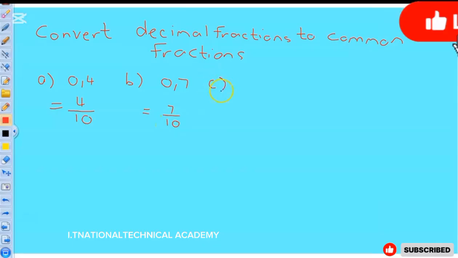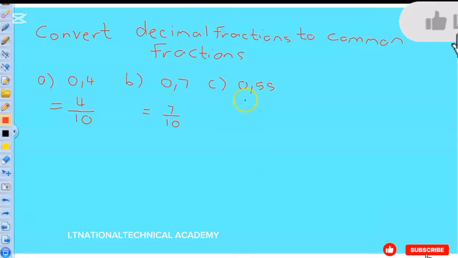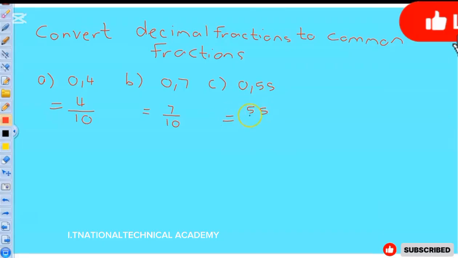Then we have c, which is 0,55, and that is equal to 55 over 100.